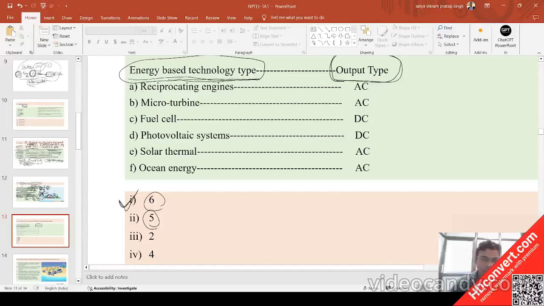First one is the correct answer. All are correct. Why am I saying that? If you see, this is a reciprocating engine. This develops AC power. This is the normal conventional engine which you see in your vehicle also, and other things also generate it.